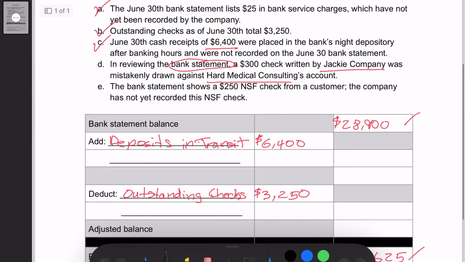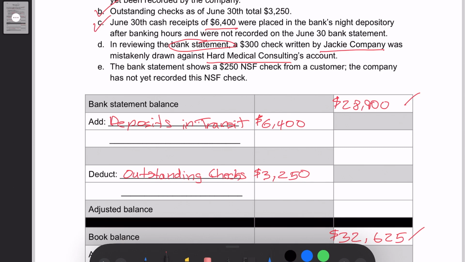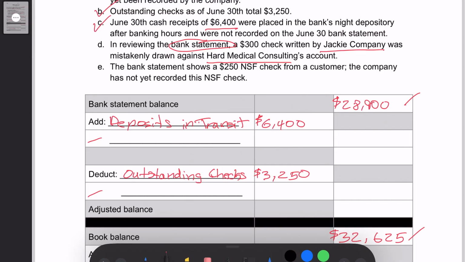The bank made the error, so we have to do an adjustment to the bank side. Now, is it an addition or is it a deduction? Being that money was accidentally and mistakenly taken out of our account, when money should actually be included in our bank statement balance, we have to add that money back in because it was mistakenly and wrongfully deducted from our bank balance. So it will be an addition, and we'll go ahead and write error under the addition section. And we will add $300 to the bank side of the bank rec.